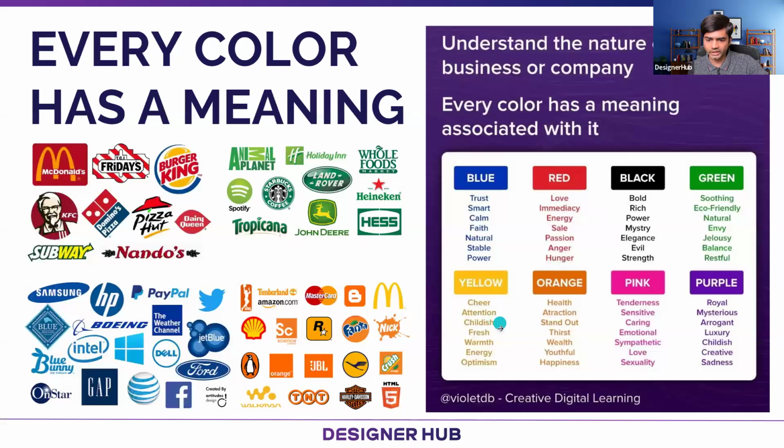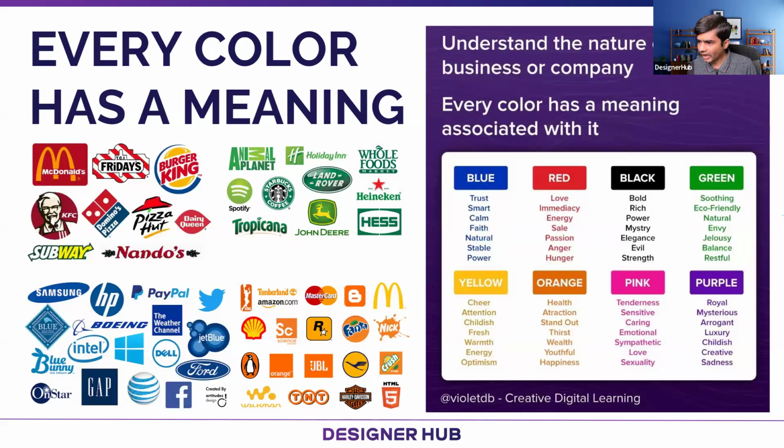Yellow for cheer, attention, childish, fresh, warmth, energy, optimism. Orange for health, action, standout, thirst, wealth, youthfulness, happiness. Pink is for tenderness, sensitive, caring, emotional, sympathetic, love, sexuality. Purple for royal, mysterious, arrogant, luxury, childish, creative, and sadness. So you can see how each color in its proper hue has different meanings associated.